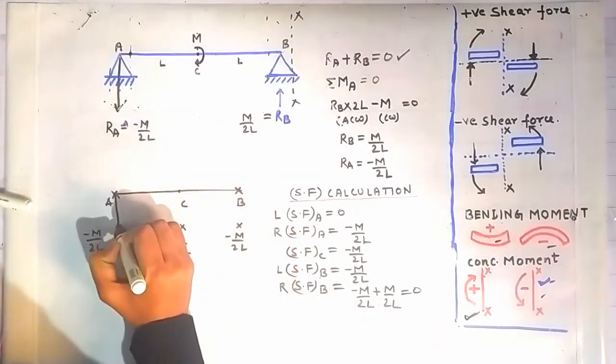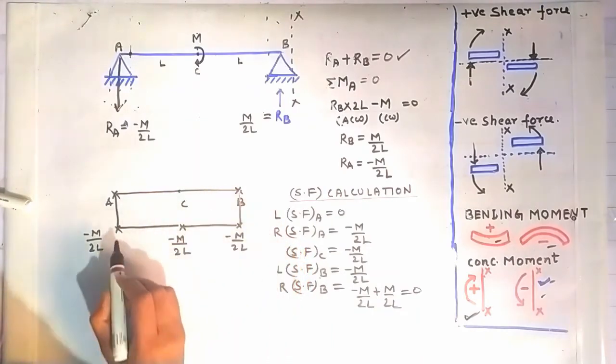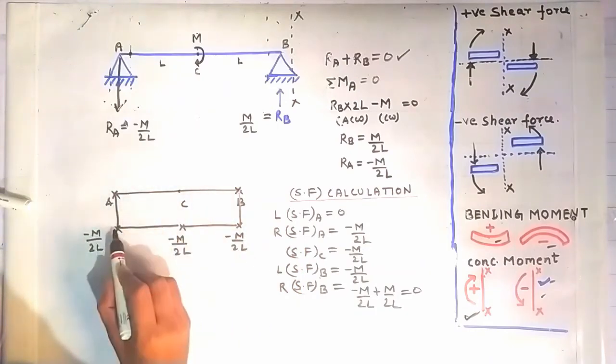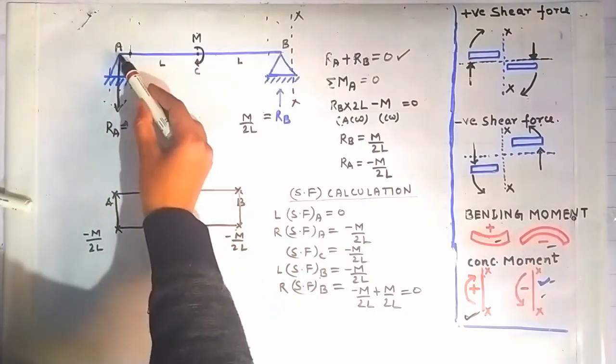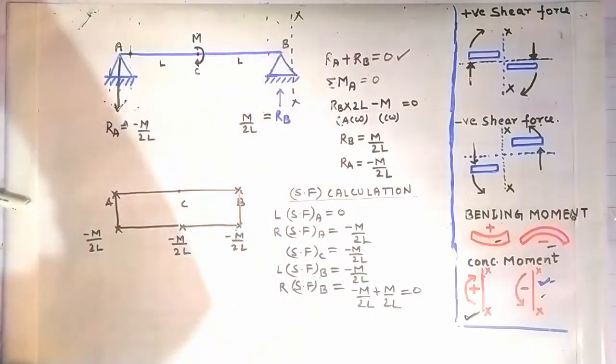So joining the first point with the second, the second to the third, the third to the fourth, and the fourth to the fifth. The shape of the shear force diagram between point A and B is a horizontal line because there is no load acting between the point A and C, A and B.